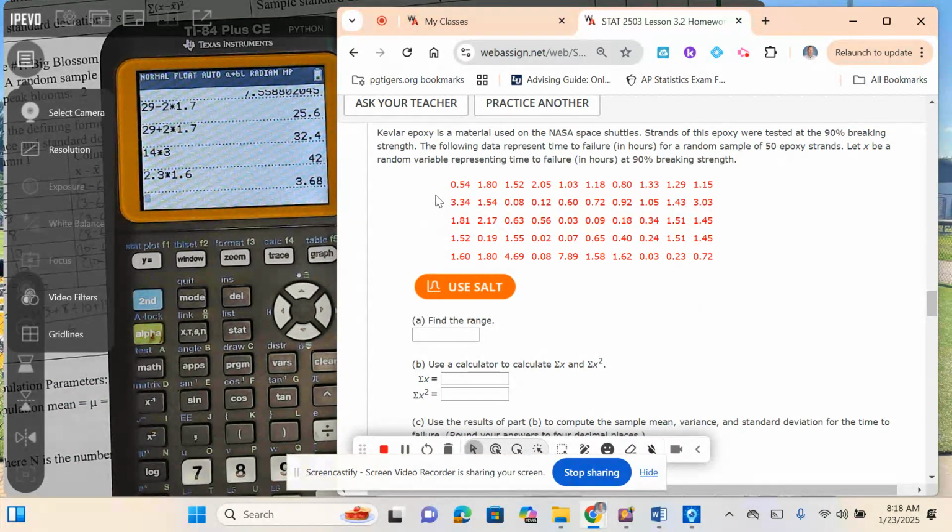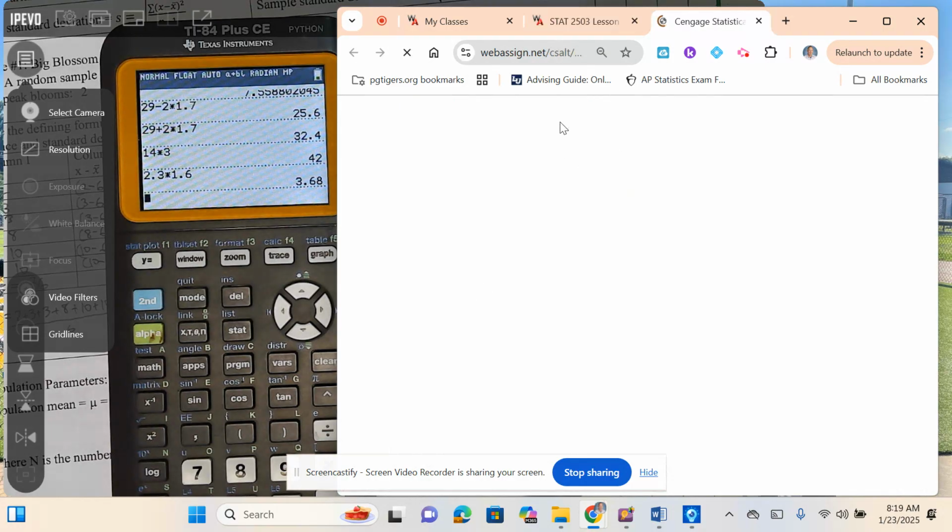Okay, so we've got a large data set here. There are some things I didn't talk about. I didn't talk about the range, but we'll pick that up here. NASA Space Shuttle standards of epoxy were tested at 9% breaking strength. The following data is time to failure for a random sample of 50 epoxy strands. Let X be the random variable representing time to failure for 9% breaking strength. So I'm going to click Use SALT.